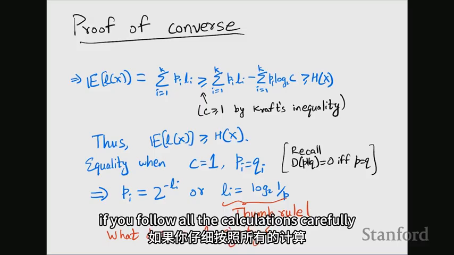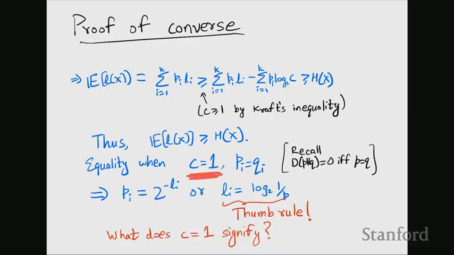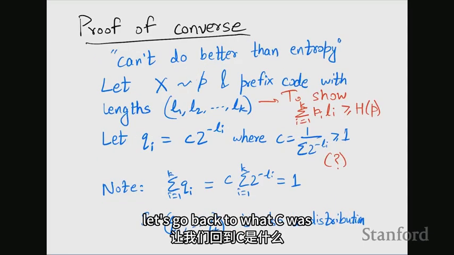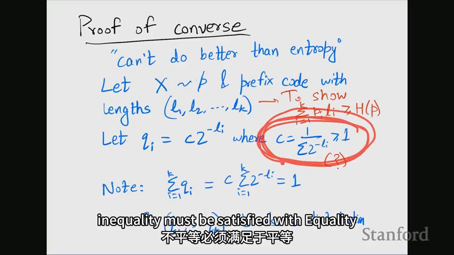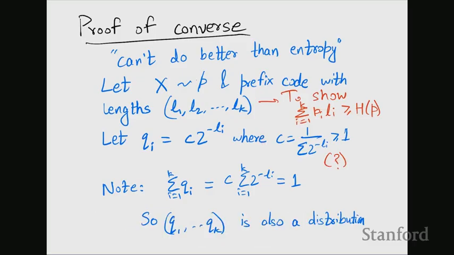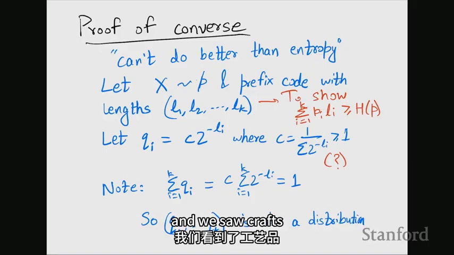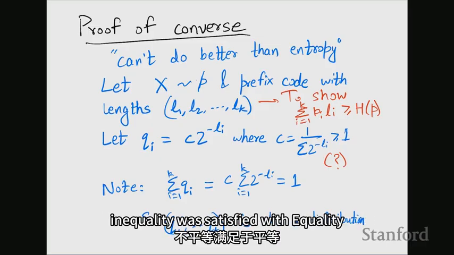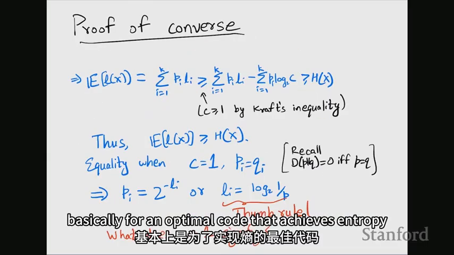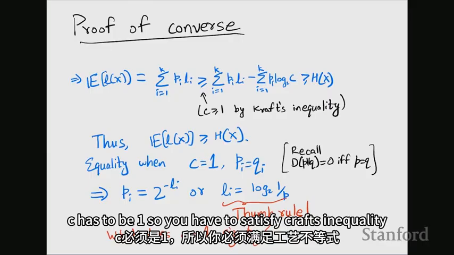If you follow all the calculations carefully, you will see that there are 2 conditions you need. One is that C must be equal to 1. So let's go back to what C was. So this was C. What does C being equal to 1 mean? It means that Kraft's inequality must be satisfied with equality, right? We saw 2 codes before. One was a suboptimal code, and Kraft's inequality was not satisfied with equality. And then we saw an optimal code where Kraft's inequality was satisfied with equality. So basically for an optimal code that achieves entropy, C has to be 1. So you have to satisfy Kraft's inequality.